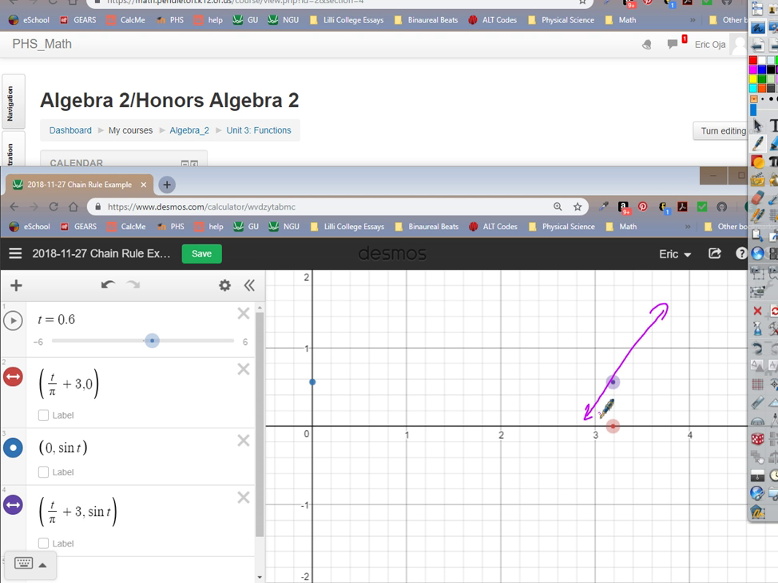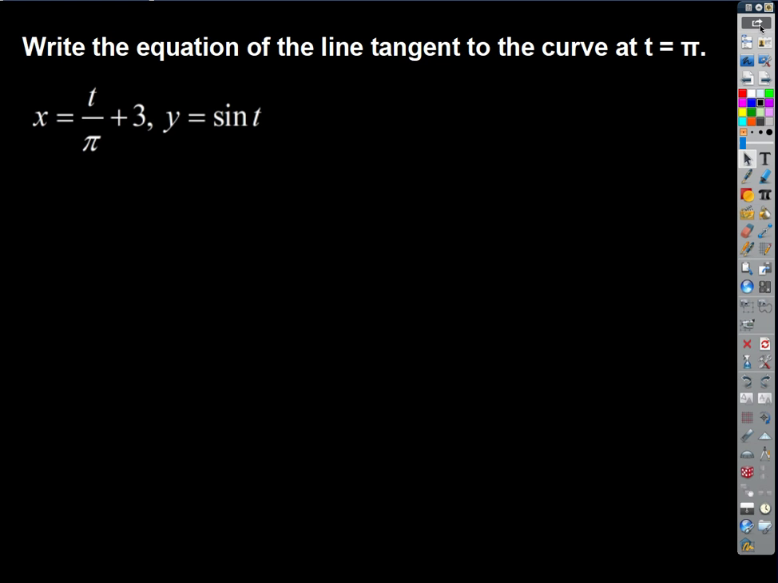Okay. So how are we going to get that? So we've seen a visual of this. Now we don't really need that anymore. Now we want to just do the calculus, right? If we want to come up with the equation of a tangent line, what are the two ingredients of a tangent line or any line? Point and slope, right? So the coordinates are going to be, well, we know that x of pi just equals pi over pi plus 3. What's that? 4. So there's the x coordinate of the point of tangency.